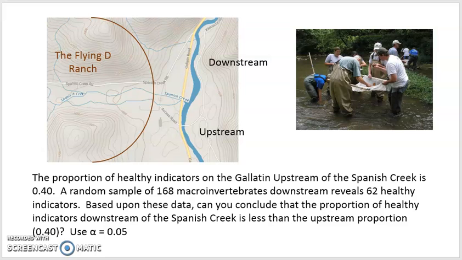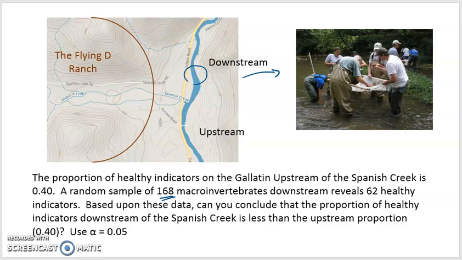What I want to do now with a hypothesis test is collect a sample of macroinvertebrates downstream, and there we are doing so. And then you classify those. This is where it's qualitative data. So if you're sitting on a test, you know it's a proportion because the data are qualitative. The macroinvertebrates are either healthy indicators, so pollution sensitive, or unhealthy indicators. We took a random sample of 168 macroinvertebrates. 62 of those were healthy indicators.